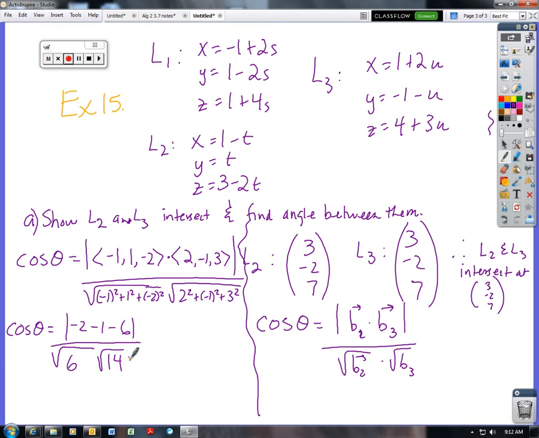Making sure I don't make any mistakes. Okay. So that's going to be what? 6, 7, 8, 9. So 9, because it's absolute value, over, let's see, what's 14 times 6? 84. That's going to equal cosine theta. So then you do the inverse cosine, and I will look at my notes, because I already did this problem, and see what we get for an answer. Oh, where is it? I got 10.9 degrees.